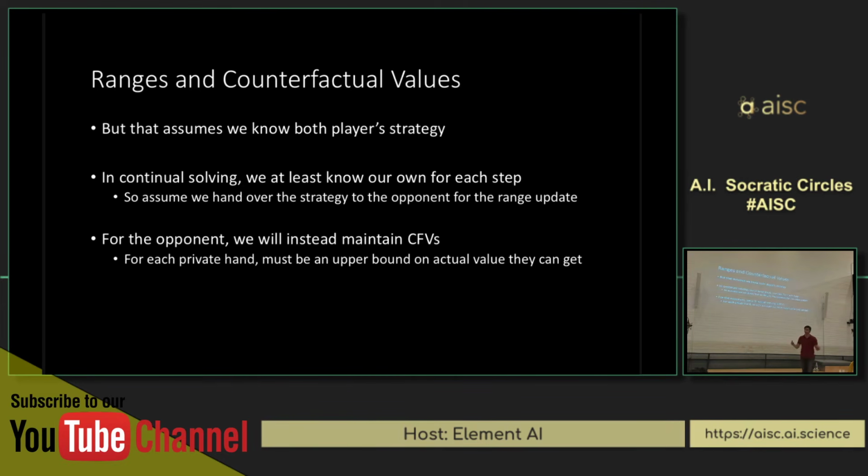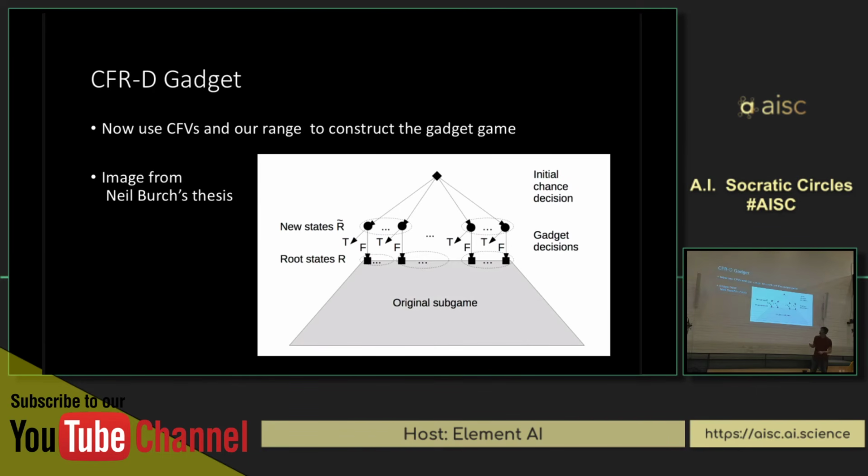You think about, if we had gotten to this location, this history, and they know what they know about me, what's the best that they could have gotten going forward? So they maintain these counterfactual values instead of maintaining that range. So it's like, how good is it for them to have brought this hand to this part of the tree? Okay? And they do something similar.